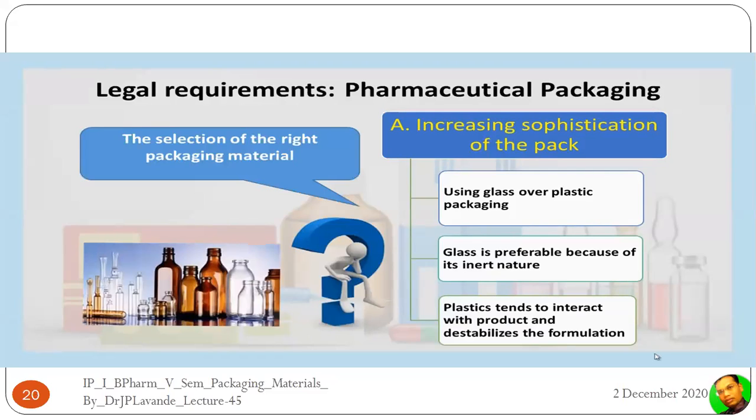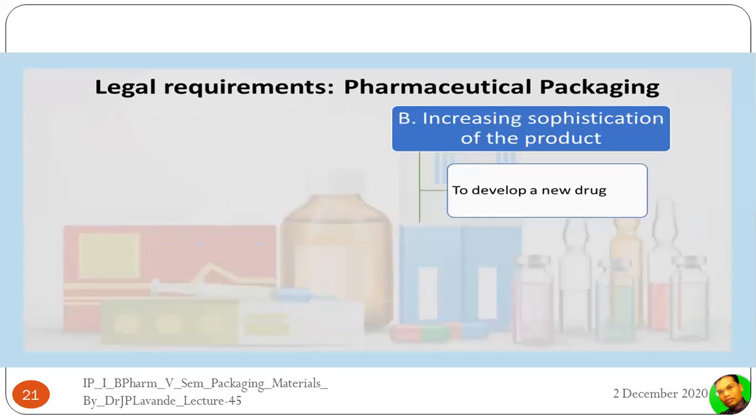So there are n number of glass materials like amber colored glass, flint glass, transparent glass, there is a general purpose glass, there is a soda lime glass, there is a borosilicate glass, right? So based on the type of dosage form, based on the requirement, one can go for selection in order to fulfill all the legal requirements and aspects.